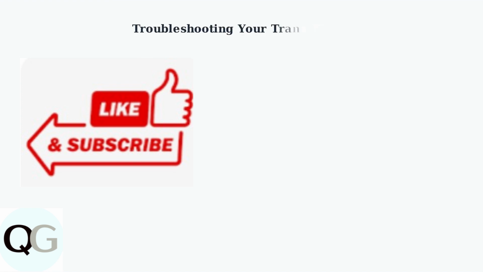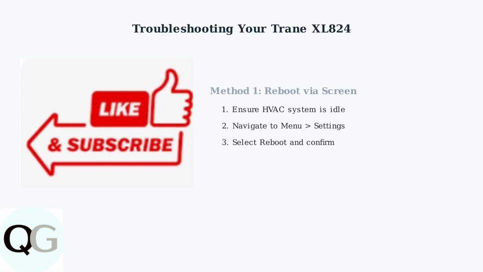When your Trane XL824 thermostat isn't working properly, there are several troubleshooting steps you can try. Let's start with the most common solution, rebooting your thermostat. The first method is rebooting through the thermostat's touchscreen interface. Make sure your HVAC system is idle, then navigate to Menu, then Settings, and select Reboot. Confirm the action when prompted.